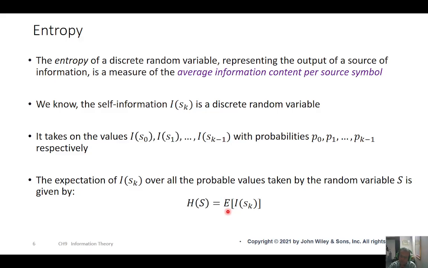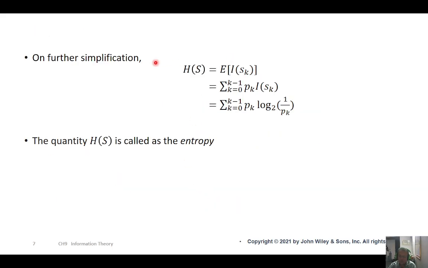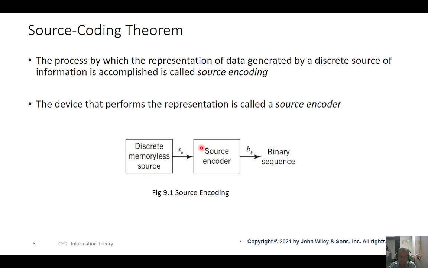I hope in your second year mathematics there was a topic on probability, and in that you must have studied what the expected operation is. So the same expected operation on this information value for all the values of k, that is what gives you the entropy. When you simplify that formula, this is the final formula for the entropy: H(S) equals summation k from 0 to K minus 1, pk log base 2 of 1 upon pk. This H(S) is what we call entropy.